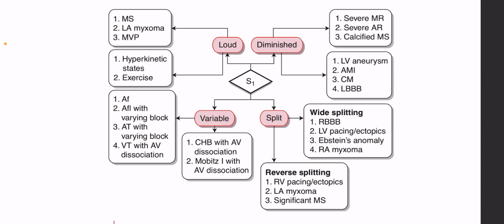Now, splitting of the first heart sound. Wide splitting of the first heart sound occurs in right bundle branch block, LV pacing or ectopics, Ebstein's anomaly, and RA myxoma. Reverse splitting of the first heart sound occurs in RV pacing, ectopics, LA myxoma, and significant MS.